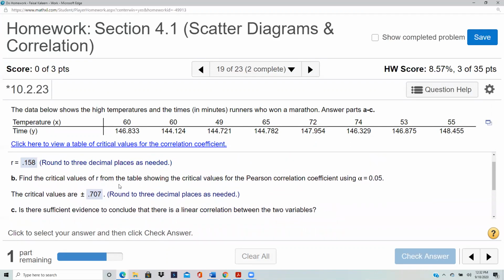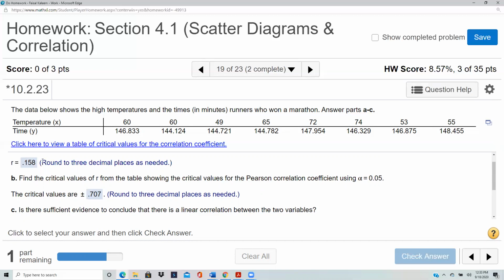So in our problem, the correlation coefficient was 0.158. Now, in this situation, the critical value is plus minus 0.707, which means if our R is positive, we'll be looking at the plus value, and if our R is negative, we'll be looking at the negative value here. So this value which we got is less than the critical value. So the critical value is the threshold. You need to be at least that much in order to have sufficient correlation.